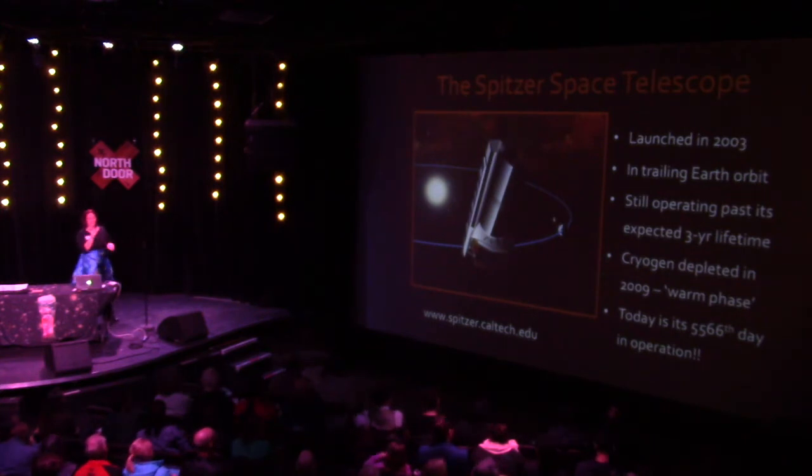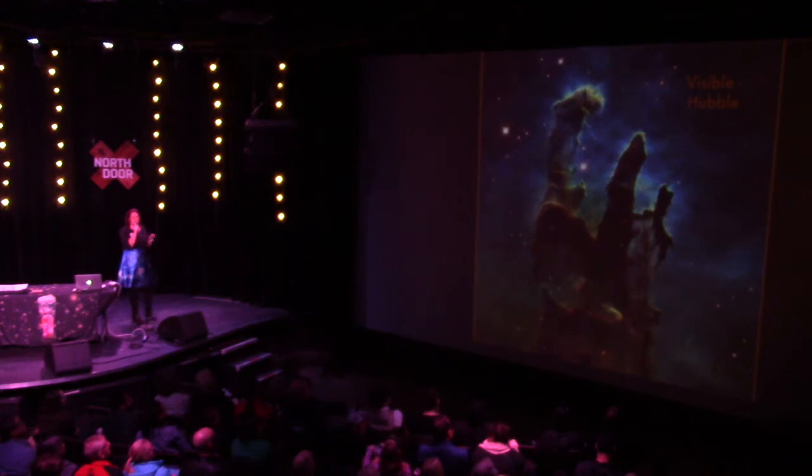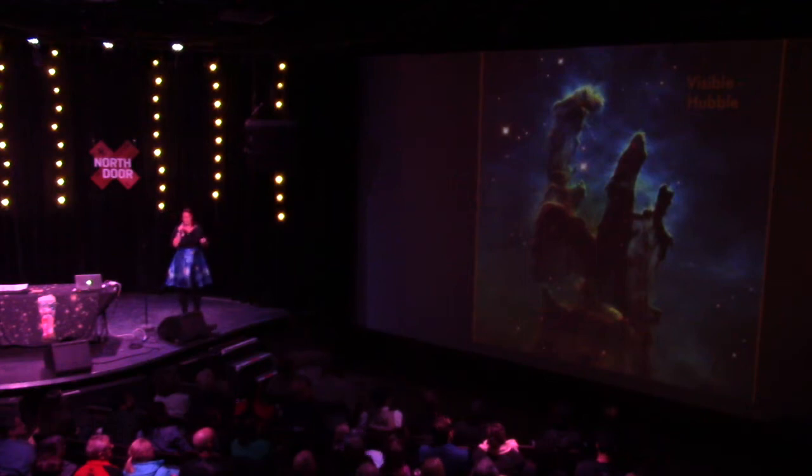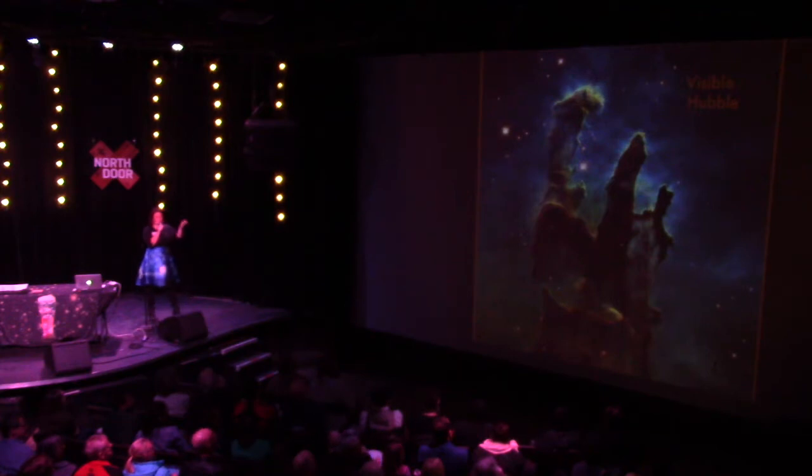Okay, so what we can do is we can look at different wavelengths and we see different things in space. And so again, this is one of those pictures you've probably seen. Does anybody know what this is? Yeah, it's the Pillars of Creation. All right, so a lot of people have seen this. This is beautiful. This is visible. This is from Hubble.